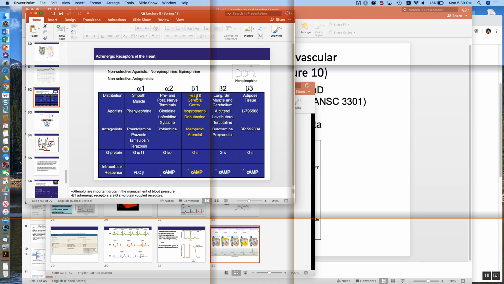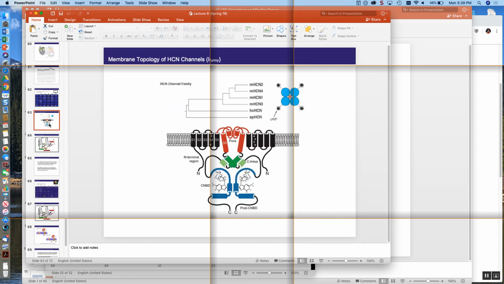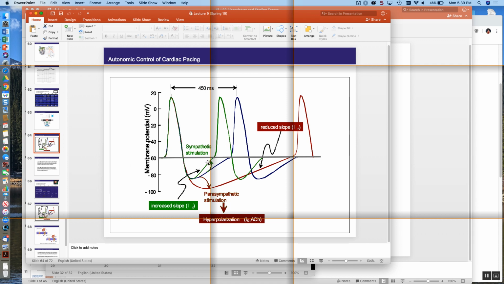This is a Gs-coupled receptor. It increases cyclic AMP within the cell. Cyclic AMP binds directly to those HCN channels, increasing their activity. And you can see here, it increases that slope of phase 4. So if the blue line is a normal heart rate, the green line, you can see that phase 4 increases the slope, so it reaches threshold faster, increasing the heart rate. So a sympathetic surge is going to increase heart rate by this mechanism.